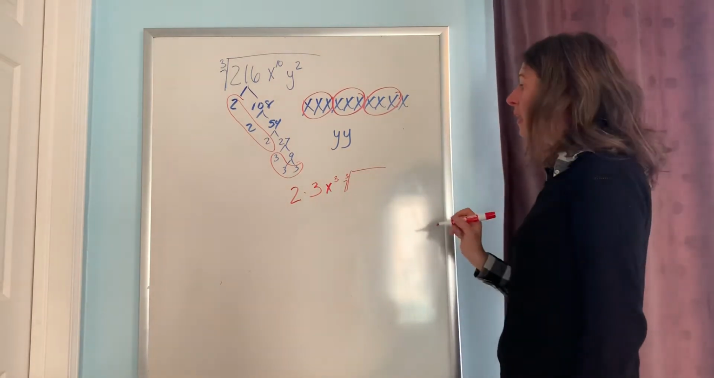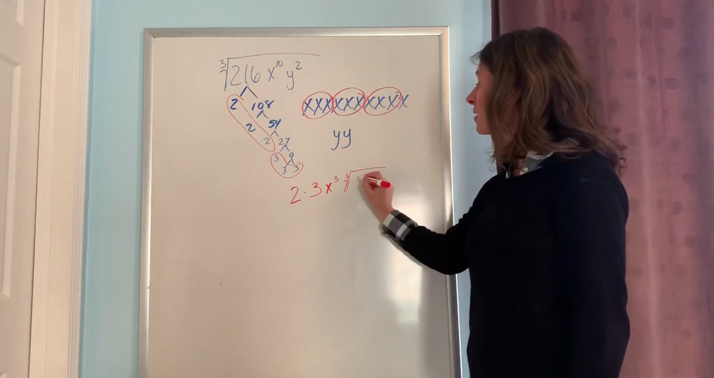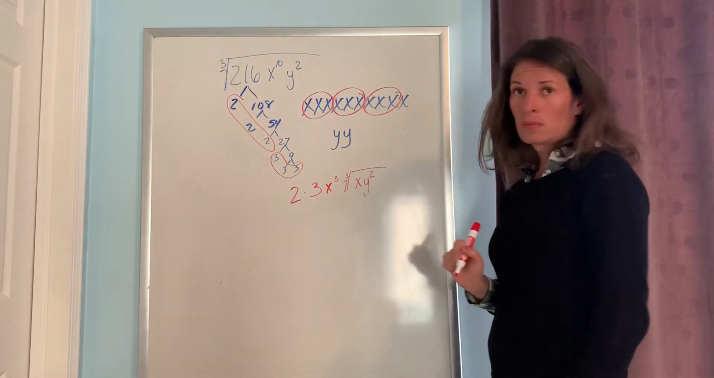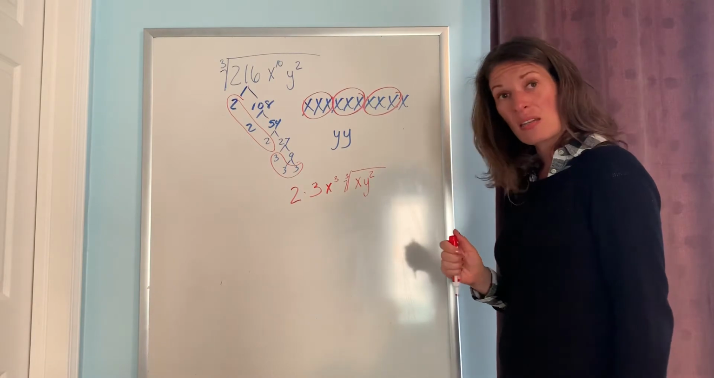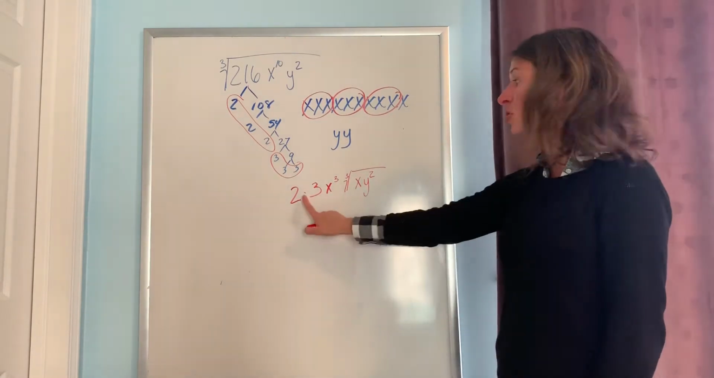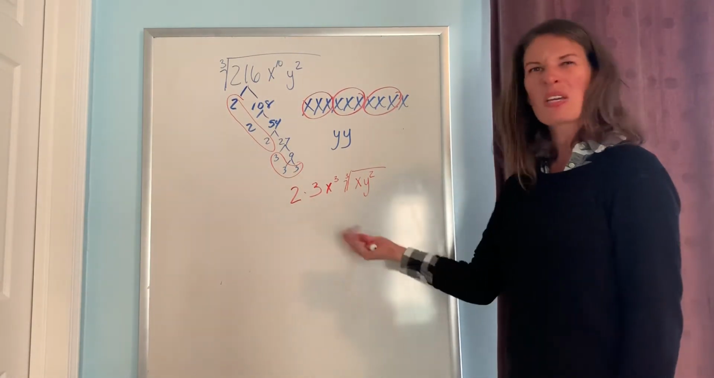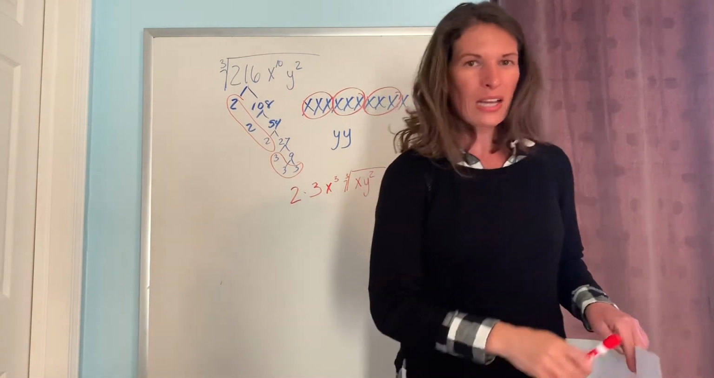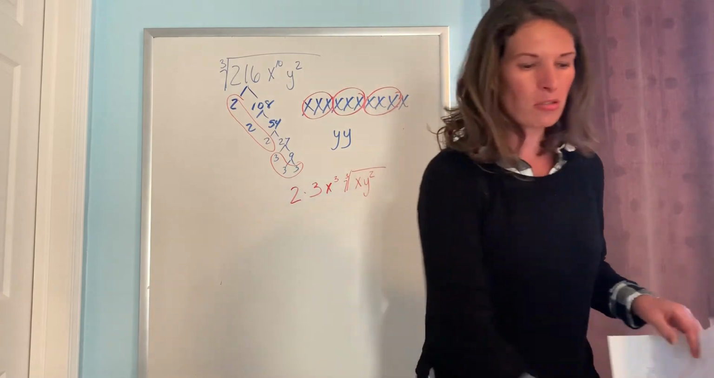Put my little 3 index. What's left over? I have an x left over and a y squared. So whatever's left over stays in. Whatever I've circled comes out. 2 times 3 is 6. We could rewrite that as 6, but I'm not going to. It'll be okay if you don't. I assume that you will be able to. You know that 2 times 3 is 6.